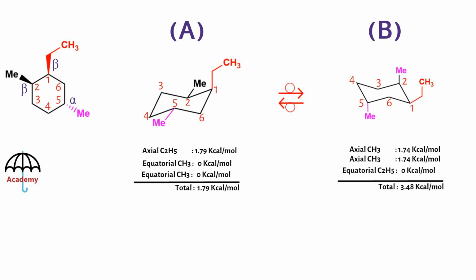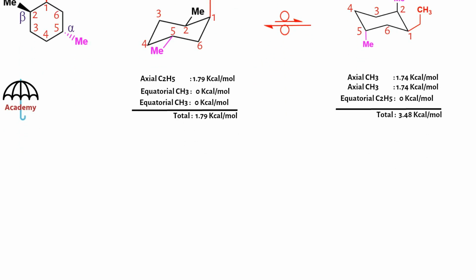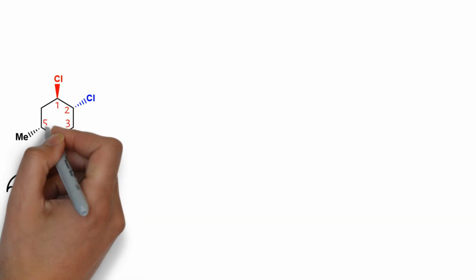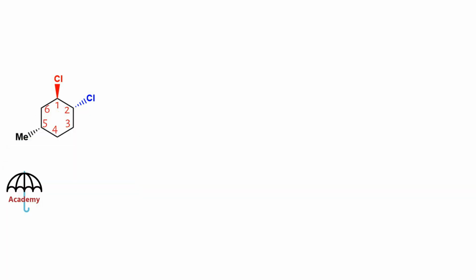Thus, based on A values, it is obvious that conformer A is more stable than conformer B, and therefore it will dominate the equilibrium. Consider this second molecule. Assign numbers to cyclohexane ring carbons so that we can track them in the chair conformations. This numbering is not necessarily as per IUPAC rules.